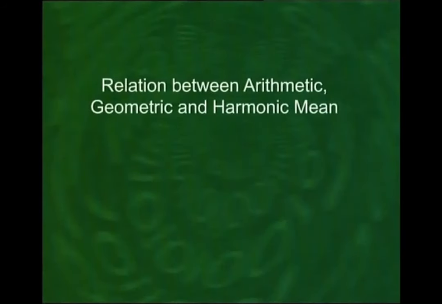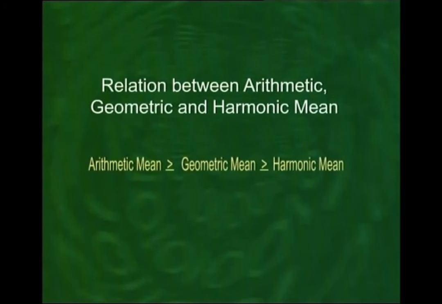Okay, now we have completed our discussion regarding the arithmetic mean, the geometric mean, and the harmonic mean. Before we bring this particular discussion to an end, students, I would like to convey to you an interesting relationship that exists between these three measures of central tendency, and it is very simple. The relationship is that for any data set, the arithmetic mean is greater than or equal to the geometric mean, and the geometric mean is greater than or equal to the harmonic mean.